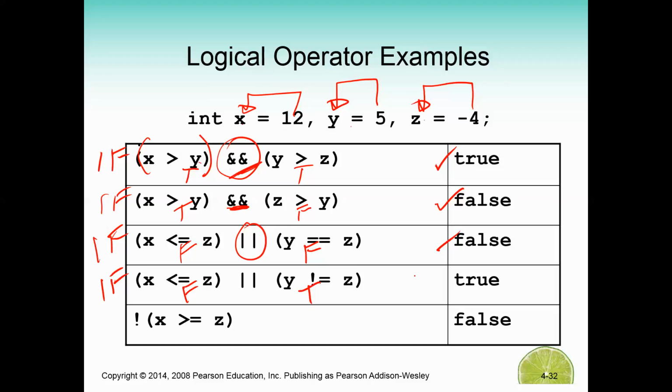And then we have the last one. The not, it's outside. So in this case, it's going to be if not, which is reverse the order, right? X greater than or equal to Z. X is greater than or equal to Z. This is true. But because we're changing this, it reverses, and now it's going to be false. Okay?